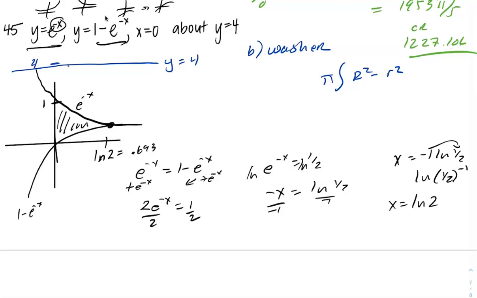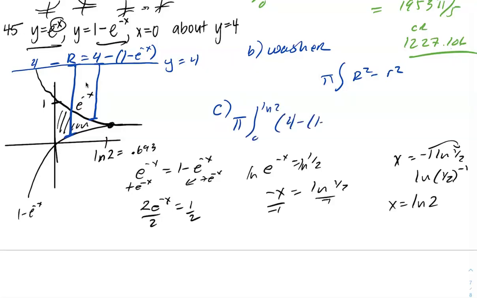So let's draw your R's. You have one thing we're flipping across to one of the equations, and then we're flipping across to the other equation. This is my big R, so that'll be 4 minus parentheses 1 minus e to the negative x. So that's my big R, squared, minus little r, which would be this guy right here, 4 minus e to the negative x, squared, dx.